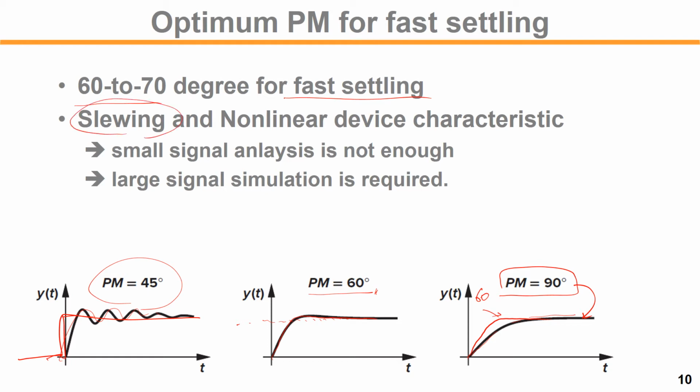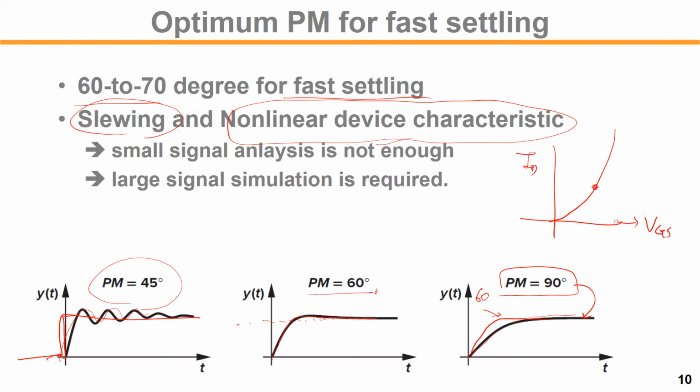must be considered, both the slowing and the nonlinear device characteristic. So far we just assumed that all the parameters are small signal; all the analysis is based on small signal analysis, meaning we linearize the characteristic at the operating point. Let's say, for example, for VGS and ID, with VTH here, something like that, right? So we linearize at the operating point. The actual response is a nonlinear response, right?